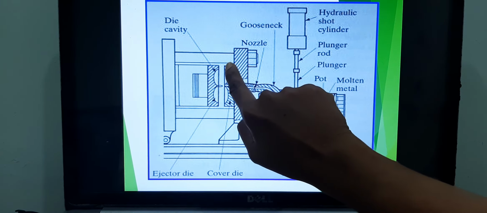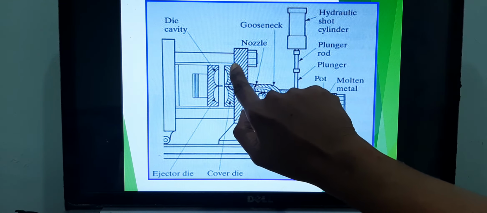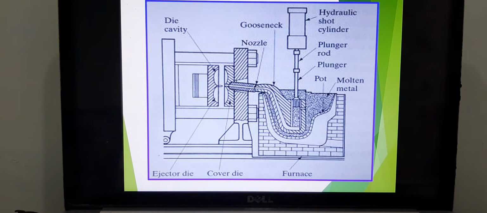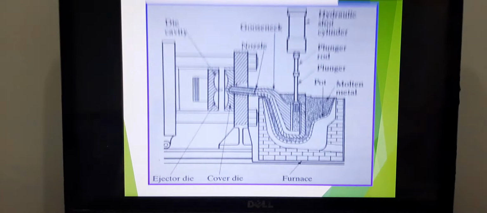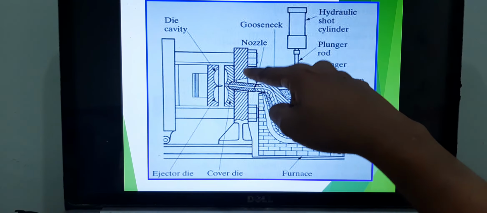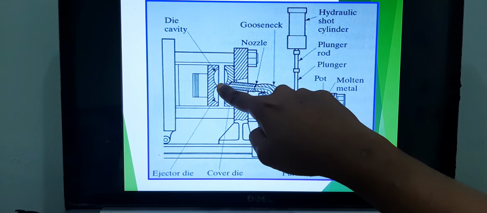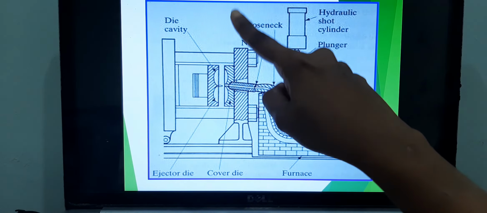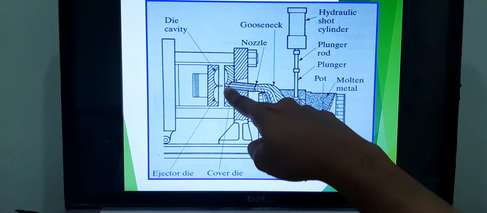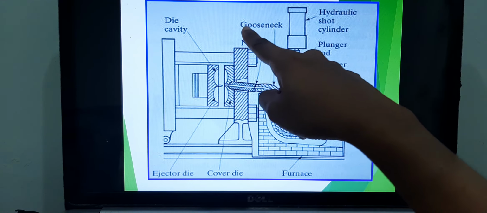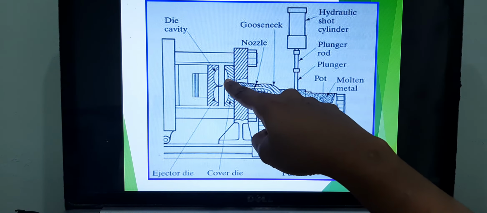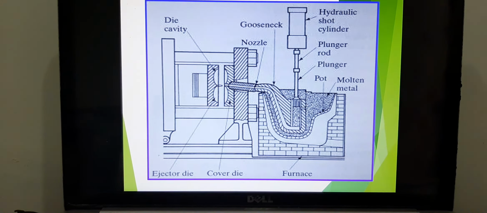This is your stationary half. This is your movable half. As I told you, the mold has two halves, a stationary half and a movable half. When the liquid metal starts filling up the cavity, if this cavity can accommodate 5.1 liters, only 5.1 liters is allowed to fill up. At exactly 5.1 liters, the gate will shut and the mold will close.